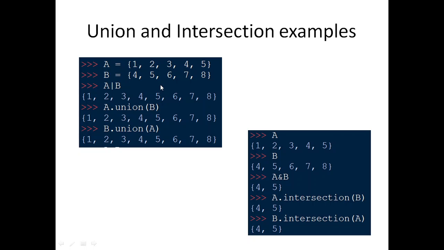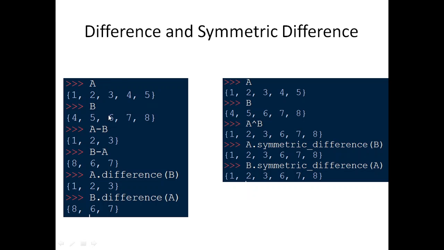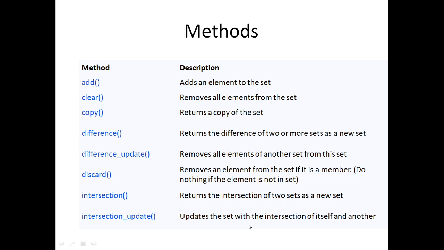So these are examples for union and intersection, which we have already seen. Then next is difference. We have already seen this, and we have also seen symmetric difference. Then these are the other methods that are available in Python. Add we have already seen. Clear we have already seen. Then there is a copy method which will return a copy of the set. Then difference we have seen. Then there's difference_update also.